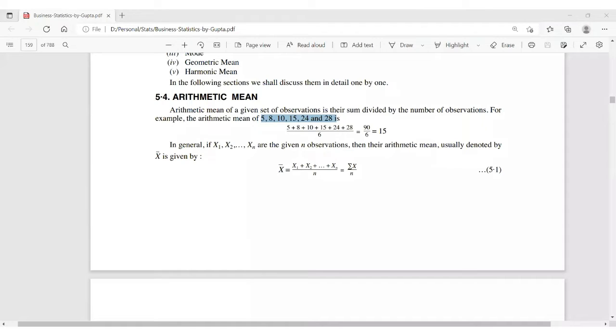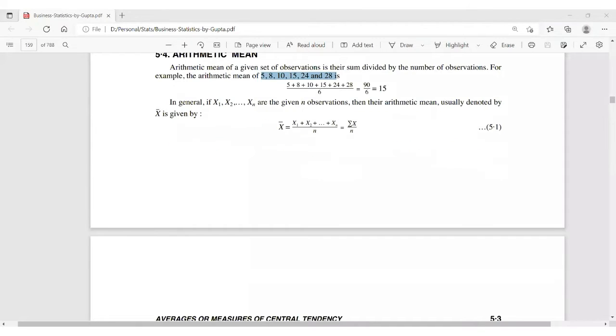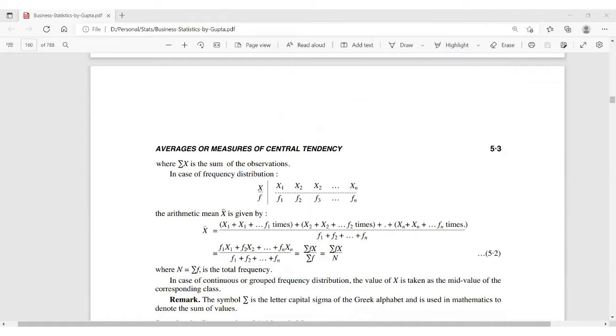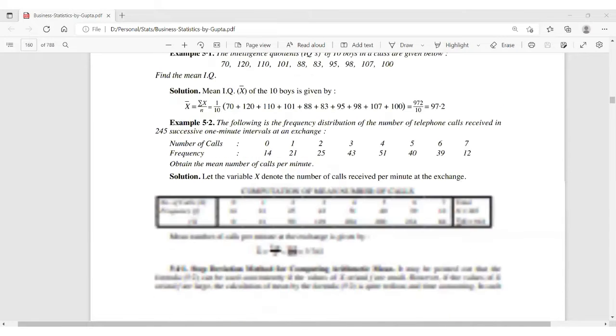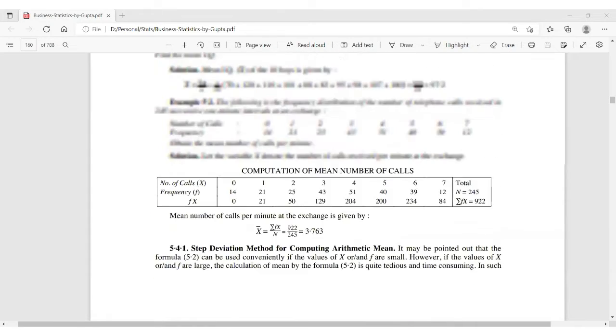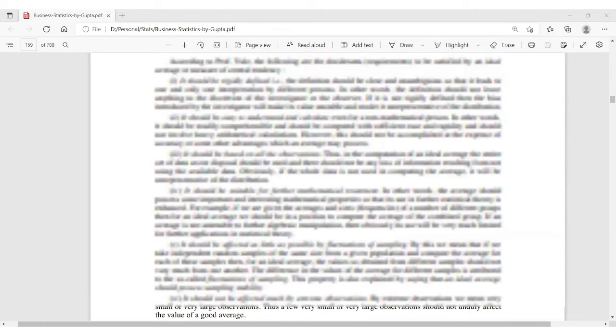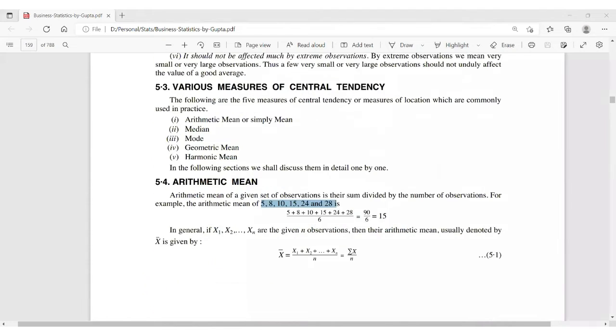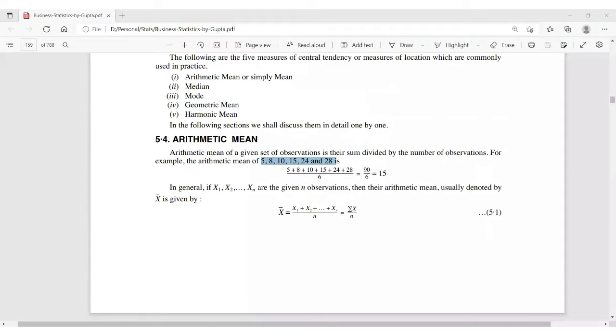Now, generally the formula for the individual series is the sum of all observations divided by the total number of observations.